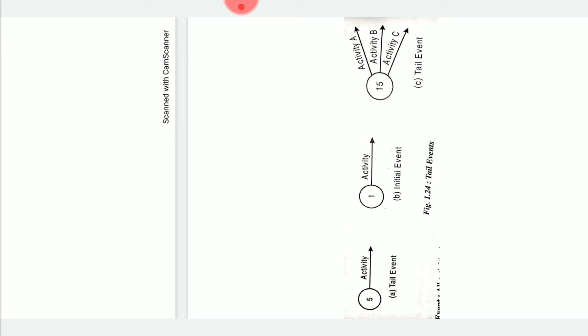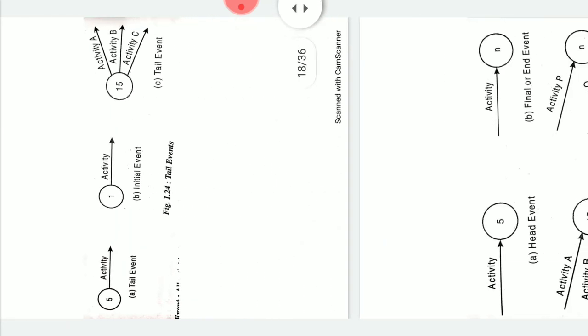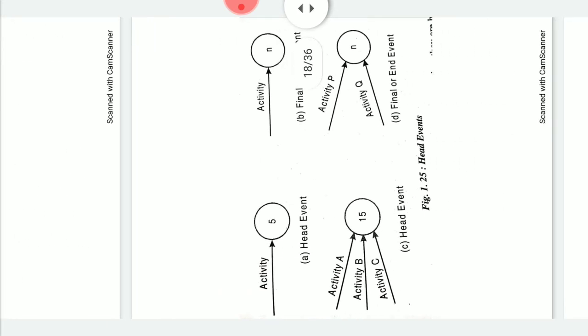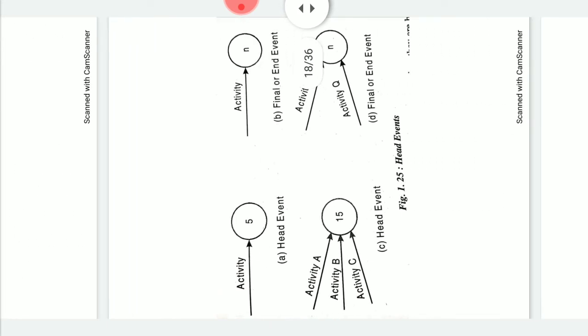What is that? Initial event. And C shows tail event. Okay, that is tail event. You can observe here, figure A shows head event here.